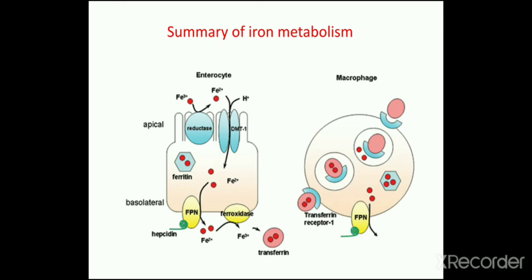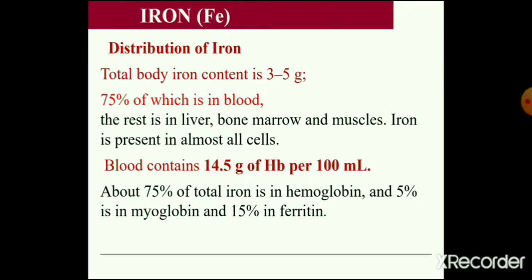Before that, how it is distributed in the body: the total content is 3 to 5 grams, out of which 75% is in the blood, and the rest is in the liver, bone marrow and muscles, and it is present in almost all cells. So every cell contains iron. Blood contains 14.5 grams of hemoglobin per 100 ml, and about 75% of the total iron is in the hemoglobin, 5% in the muscle as myoglobin, and 15% as the storage form, ferritin.